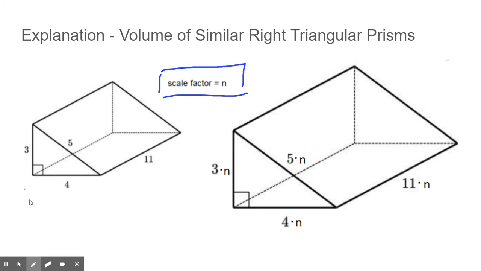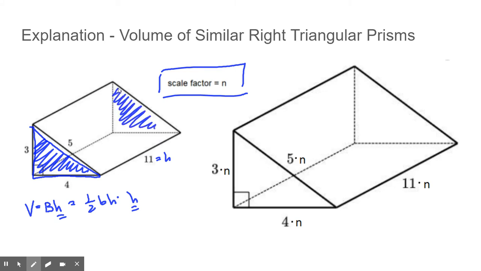Well, this is a prism. The volume of a prism is area of the base times the height. The base of this prism is a right triangle. We need to find the area of that base. So we're going to do 1/2 the base of this triangle times the height of this triangle times the height of the prism. This height here is actually going to be this 11, the distance between the two congruent bases.